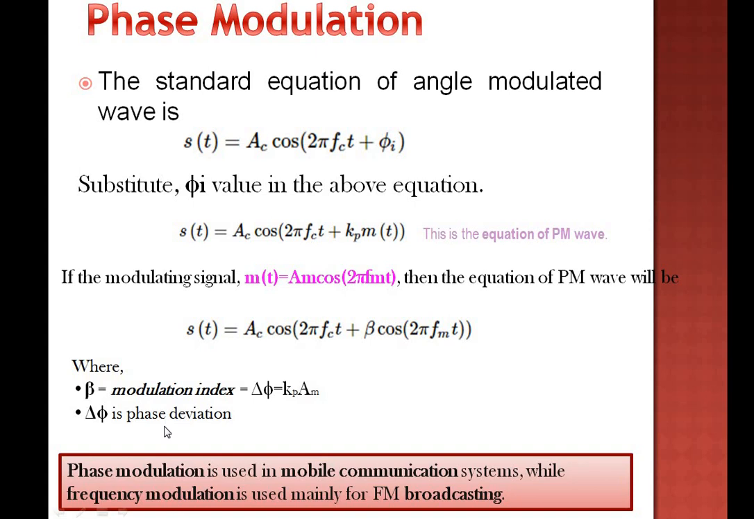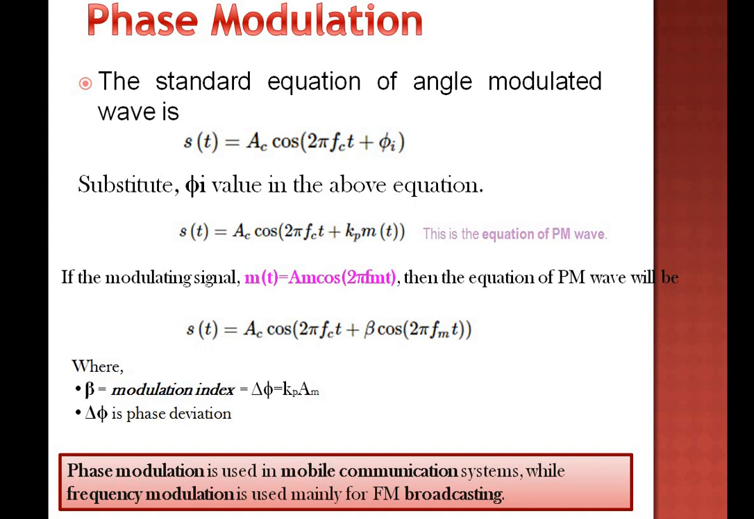And delta phi is the phase deviation. There we have seen the frequency deviation; here delta phi is your phase deviation. So this was about your phase modulation and frequency modulation. Phase modulation is mostly used in mobile communications, while frequency modulation is used for FM broadcasting. So this is how you have seen angle modulation.